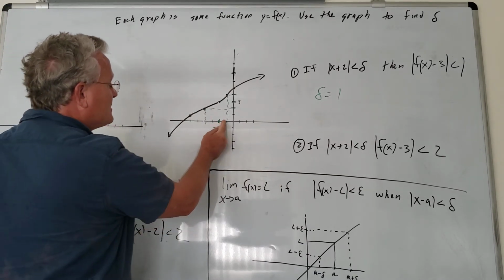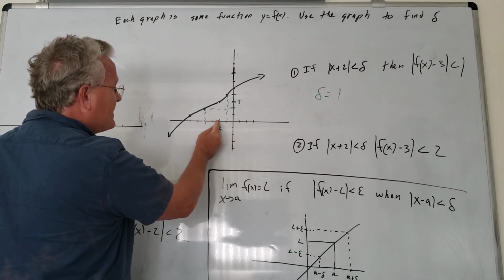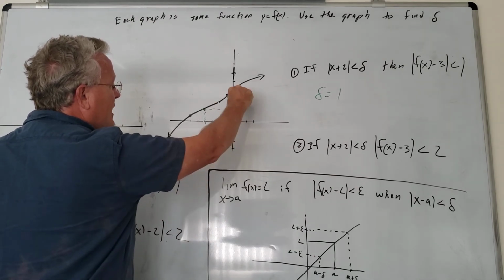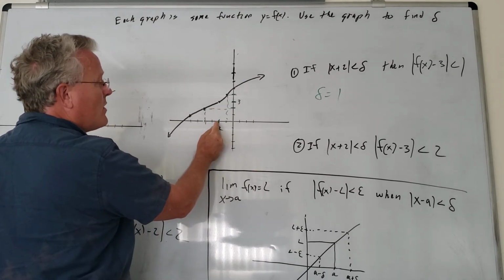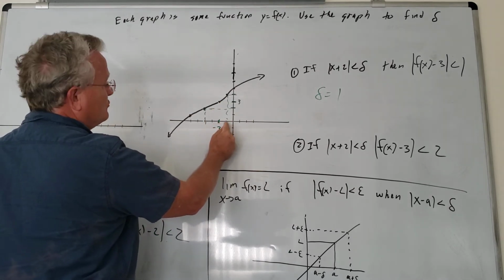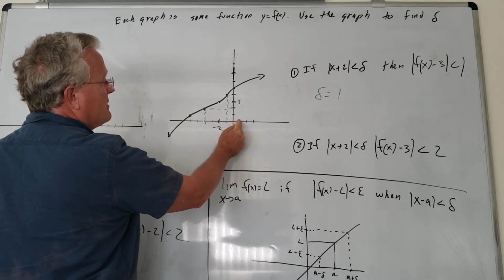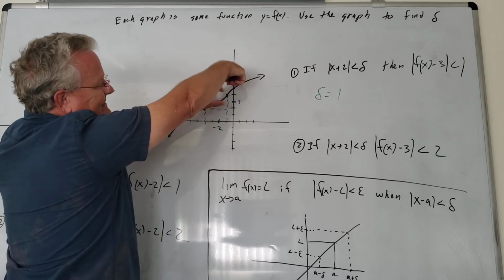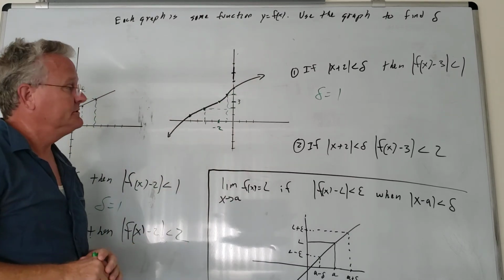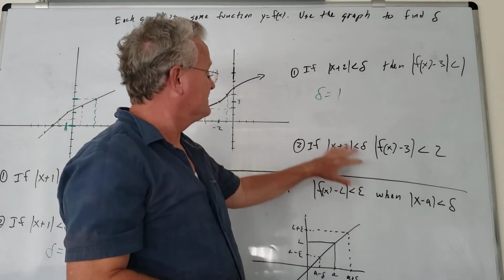Notice again, as long as I'm no more than 1 away from -2, when I go up and over, I land in that neighborhood. But if I'm more than 1, let's say 2 or 3, when I go up and over, I am not inside that epsilon neighborhood anymore. So it's the same idea.